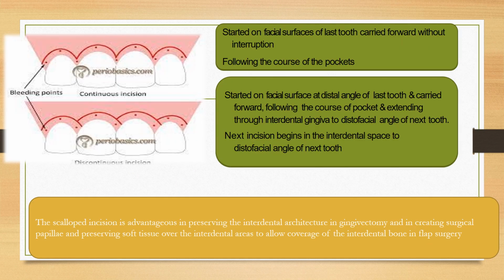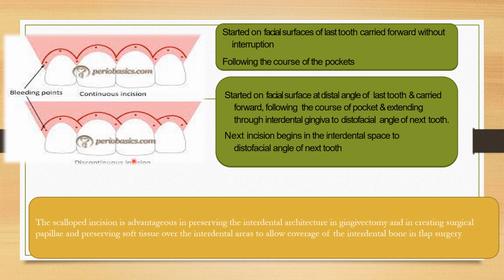So there are two types of incision. There is the continuous incision and the interrupted or discontinuous incision. As you see in this picture, the continuous incision is very continuous. It is started on the facial surface of the last tooth and carried forward without interruption, following the course of the pocket. It will be scalloping like this towards the papilla, leaving a distance of 1 mm from the papilla. You can see that this is continuous.